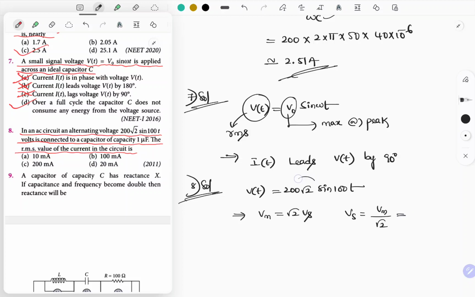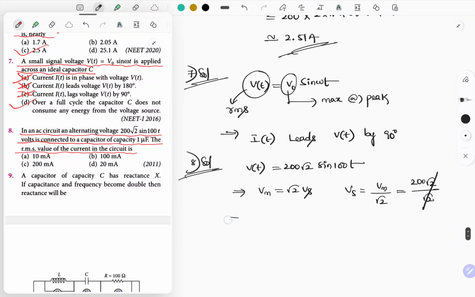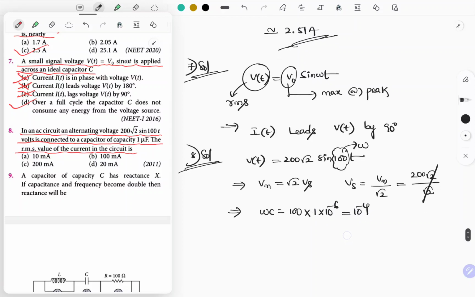What's the value of Vm? Vm is the maximum value of voltage. Maximum voltage is 200 root 2 divided by root 2, which gets cancelled out. So what about capacitance? We have to find omega C, where omega C is 2 pi f C. If you cross check here, they gave the value of omega itself. So omega value is 100, and capacitance is 1 microfarad, that is 1 into 10 power minus 6, which gives 10 power minus 4.